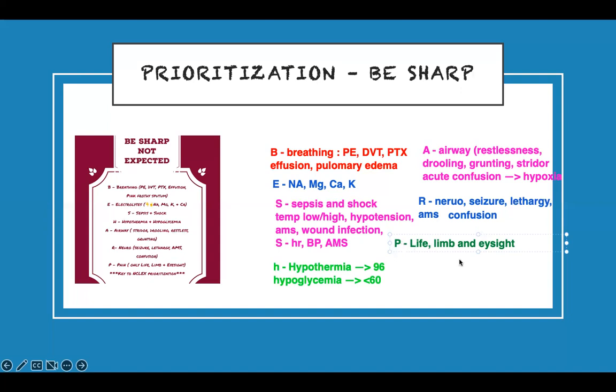So life, limb, eyesight. They like to trick you. They'll give you a post-op patient with severe pain, but another patient has pain where they're going to lose their life, and I'll choose that patient over the other. So in summary, BESHARP is a toolbox made up of tools. You just go in to find a tool that will help you fix a problem.